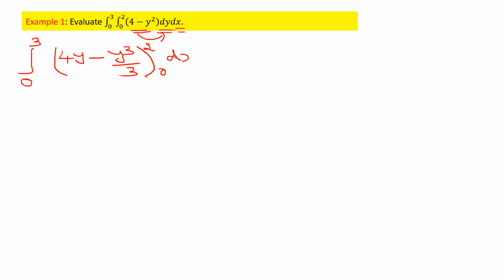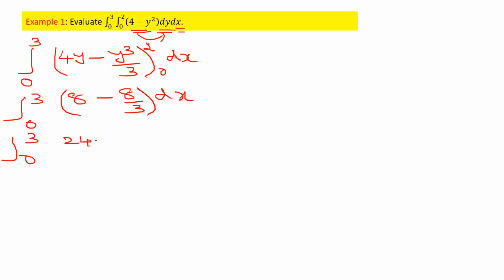Still we need to perform dx, so keep dx as it is. So this is 0 to 3. Replace the upper limit 2 in place of y, so that will give you 8 minus 8 by 3. By substituting 0 you will get 0, so we have dx. By simplifying this, I will get 24 minus 8 by 3 times dx. So this is nothing but 0 to 3, 16 by 3 into dx.